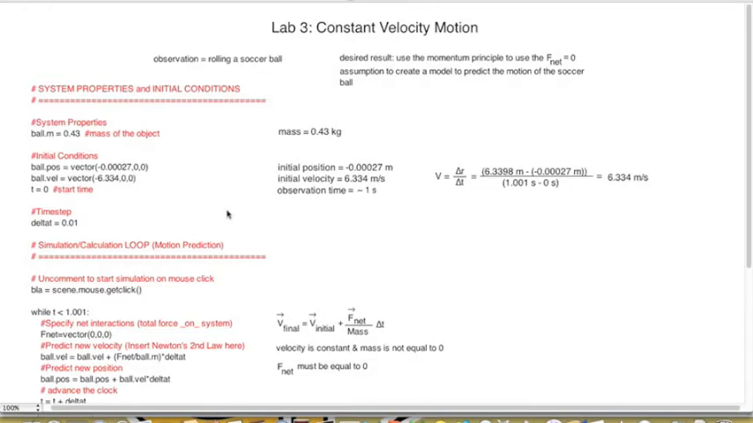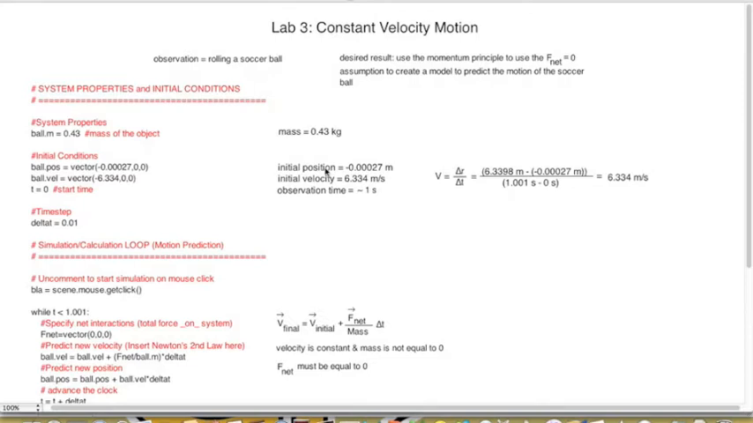Our desired result is to use the momentum principle and the F net equals 0 assumption to create a model that will predict the motion of a soccer ball that moves along the ground in the positive x direction. You can see right here, I have the mass of the soccer ball, which is 0.43 kilograms. I used a size 5 soccer ball, so I looked it up on the web, and that's the mass. The initial position is negative 0.00027 meters, so it's essentially 0. That was just based on where I clicked as the origin.